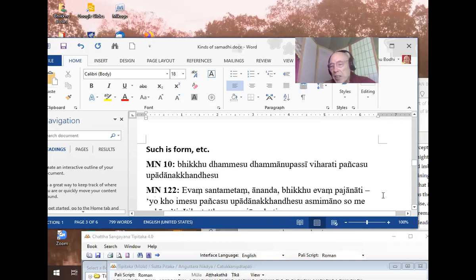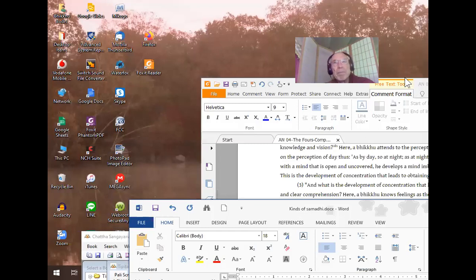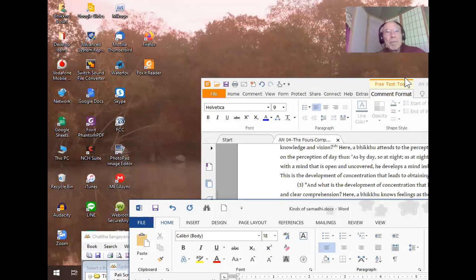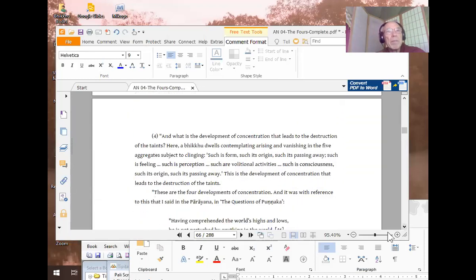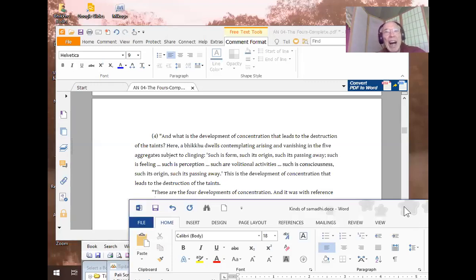Okay, we'll finish the 4 types of samadhi, and then I'll open the Zoom program to questions. Okay, so now we come to the fourth kind of samadhi. So this is said to be the development of concentration that leads to the destruction of the taints, the destruction of the asavas.